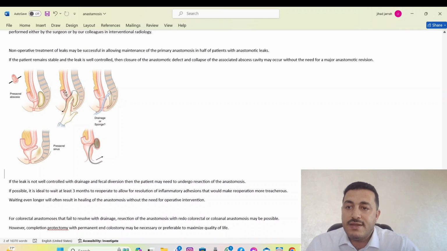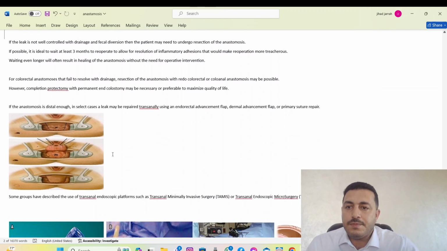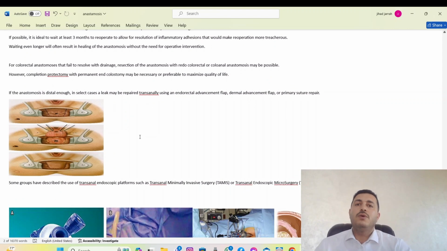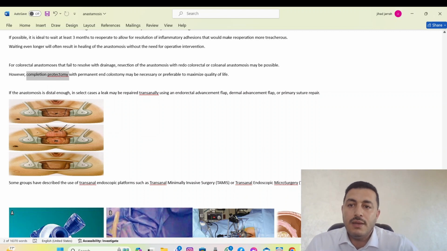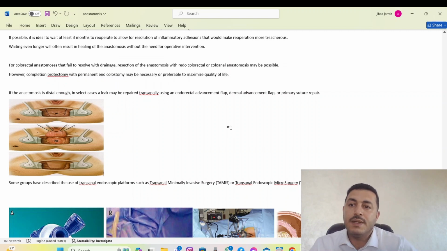This is how we place the drain if we have distal leak. Again, surgically by surgeon or by radiologist. Okay, sometimes we have no choice except doing completion proctectomy and permanent end colostomy. Okay.